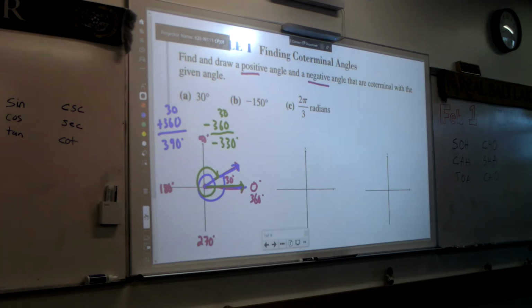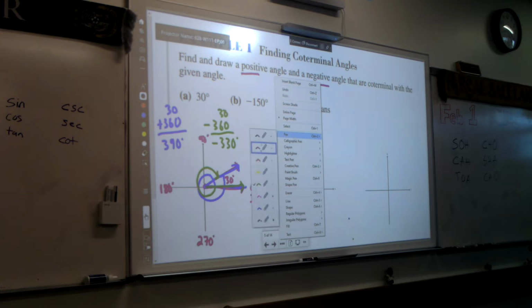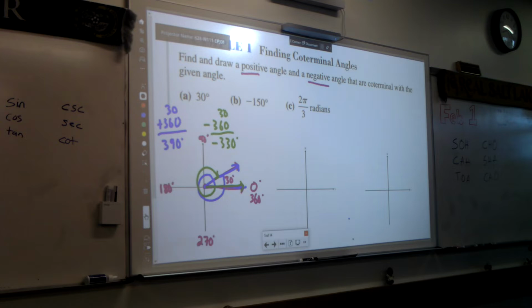How is this next angle different? It's negative, which means what? How are negative angles different? They go clockwise. So my setup is going to be a little bit different now because this is still 0, but I'm going to rotate clockwise. I'm going to label it a little bit different. That would be negative 90. This would be negative 180 degrees. This would be negative 270. And that would take me to negative 360.